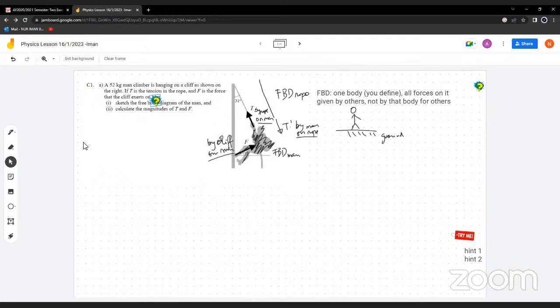Okay, so let me draw that. Weight, by Earth, pulling you down, but on you. Now, I'll just say this is all the forces on you already climbing: the rope on you, the cliff on you, the Earth on you. Done. We don't talk about air resistance. Now, does this mean that you have finished sketching the free body diagram of the man?